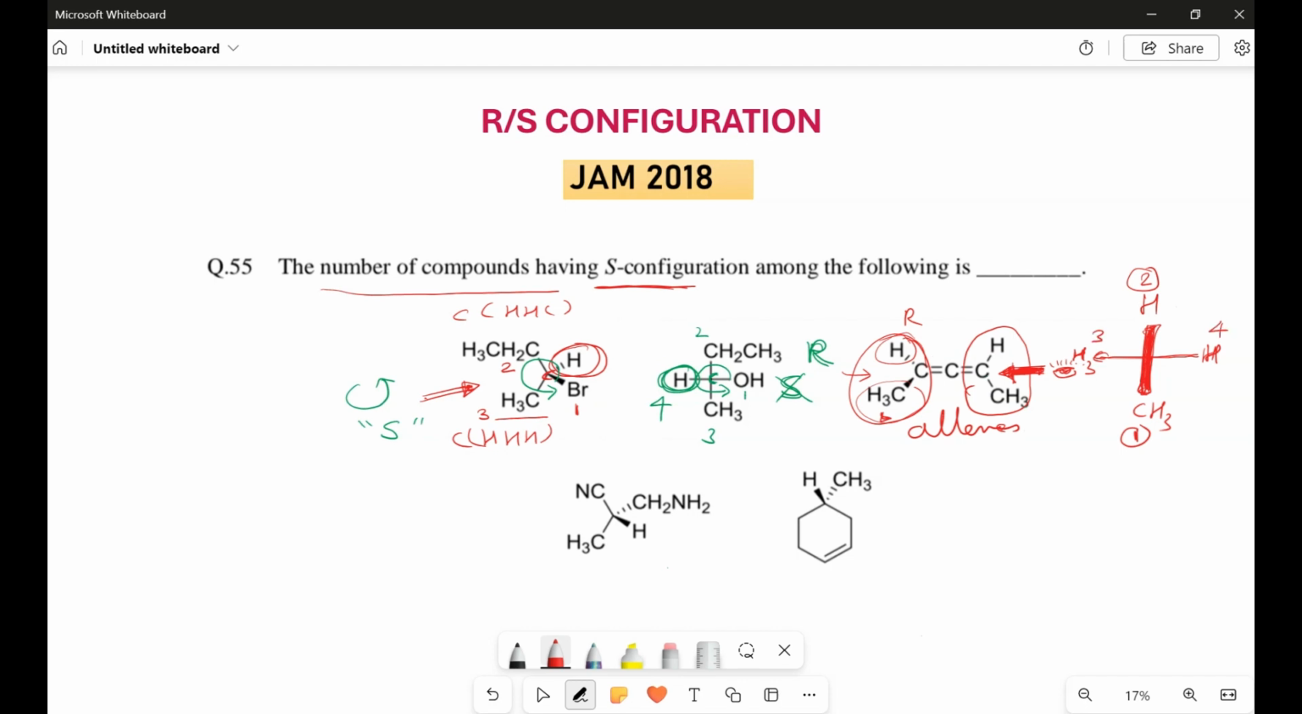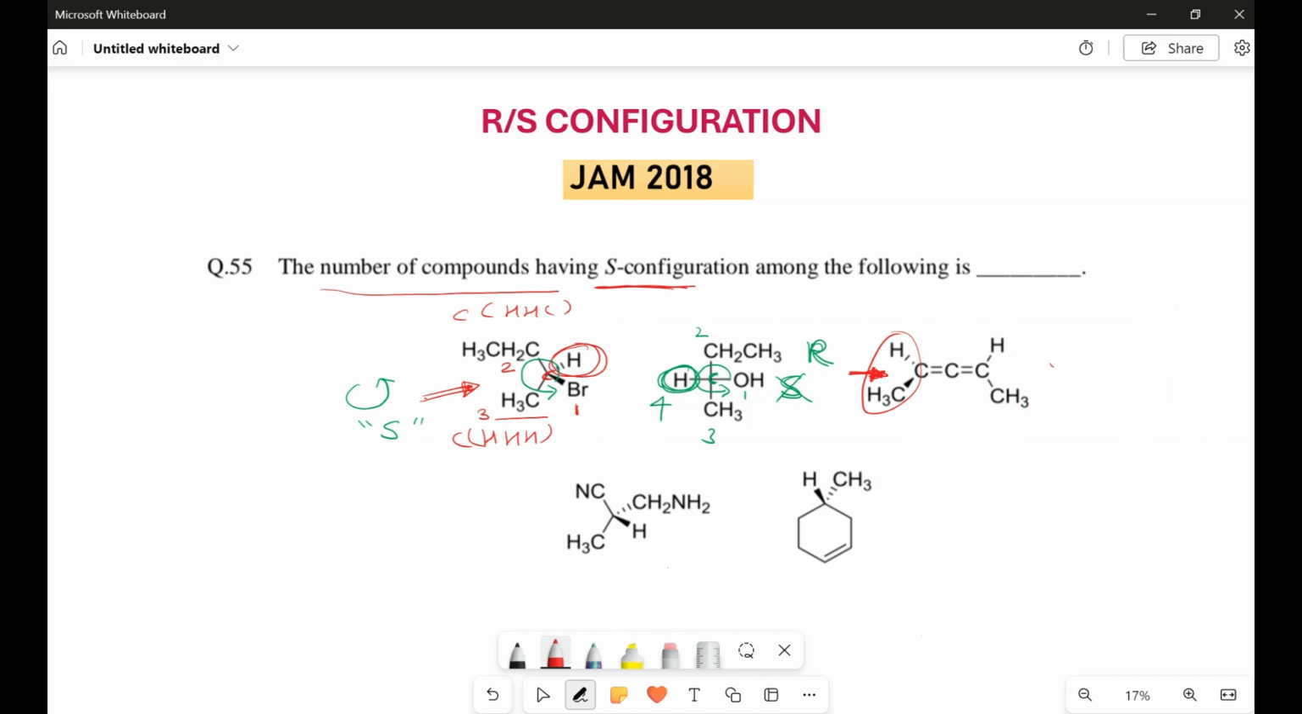Now assign the configuration: 1, 2, 3. It is rotating anti-clockwise, therefore it is S configuration. So this is also S configuration. Don't confuse it with the regular nomenclature. These are slightly different. So you have near groups, which is the position I'm viewing from. Okay, let me do it for you once again. What I'm going to do is view from the other side. So the near groups are in the horizontal line.